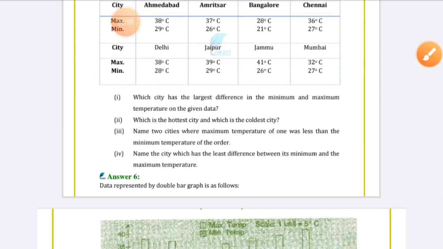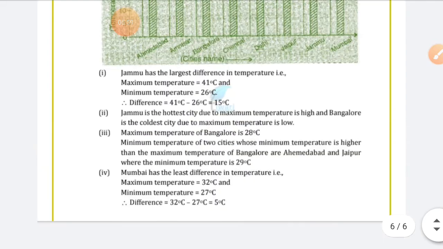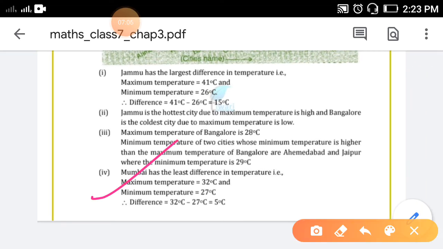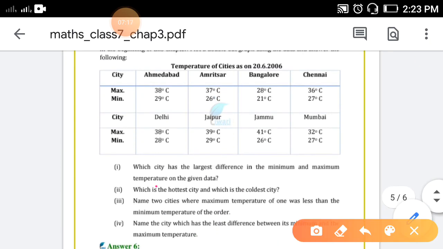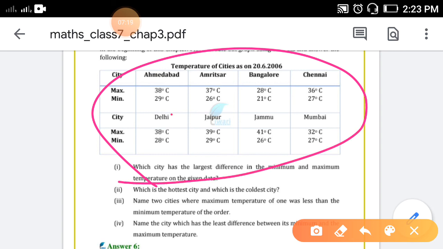Name the city which has the least difference between its minimum and maximum temperature. Mumbai has the least difference in temperature. 32 minus 27 is equal to 5 degrees Celsius. You have to find the least difference, so you have to see the data and find the difference between maximum and minimum. Which city has the least? It is Mumbai. Where is Mumbai? Here it is.